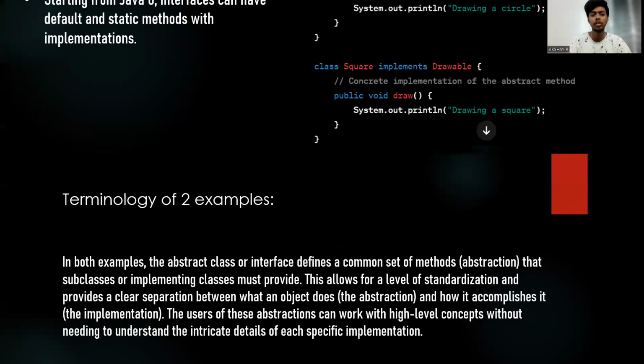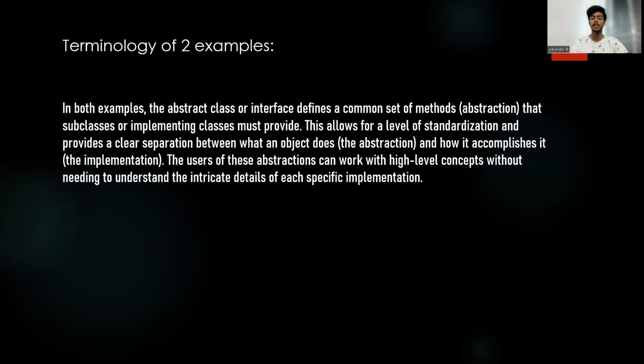Now coming to the terminology of these two examples. In both examples, we saw that the abstract class or the interface defines a common set of methods that subclasses or implementing classes must provide. This allows for a level of standardization and provides a clear separation between what an object is and how it accomplishes it in the implementation.